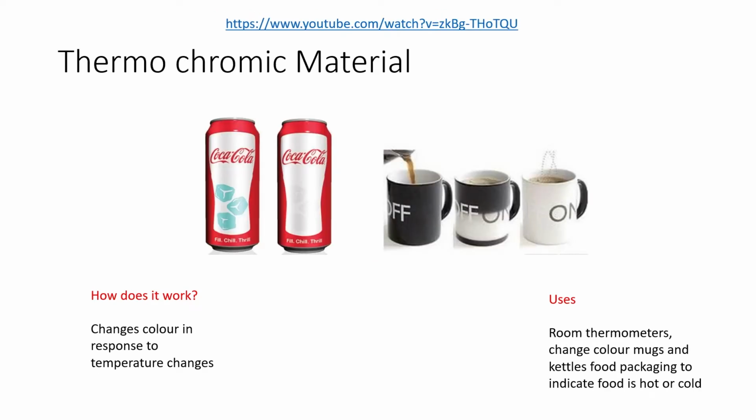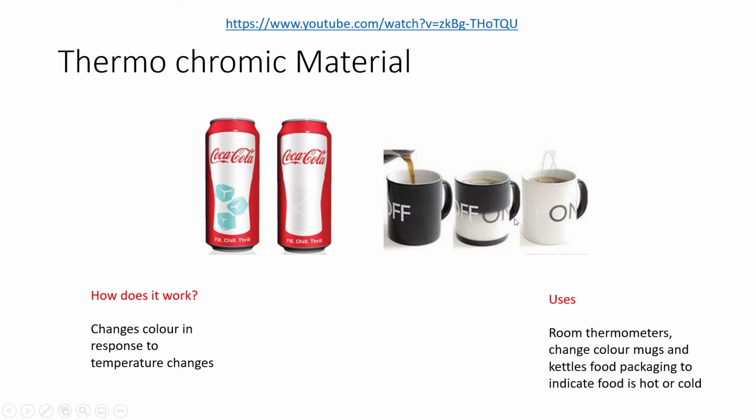Next, thermochromic material. There's a couple of materials that we're not going to go over in this video, but the way you can really tell what it reacts with is the first word there. Thermo refers to heat. So thermochromic material is material that is responding to changing temperature.